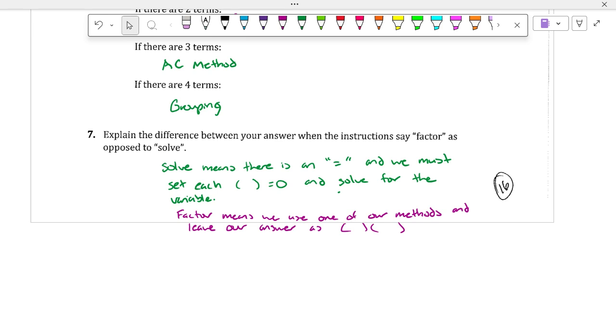So if you see an equal sign in the problem, it's most likely a solving problem, meaning I want x equals some numbers. If it's factor, I want you to leave it as your parentheses. All right, I don't want x equals. Any questions on anything dealing with the warm-up?